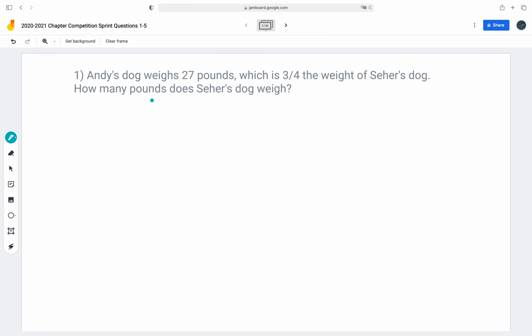Okay, so we can figure this out by setting up a proportion. 3/4, that's the proportion we want to set up. So we want Andy's dog on the bottom and Sahar's dog on top. So what's the proportion as given right here, which is 3/4, the weight.